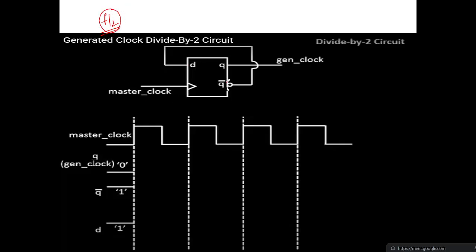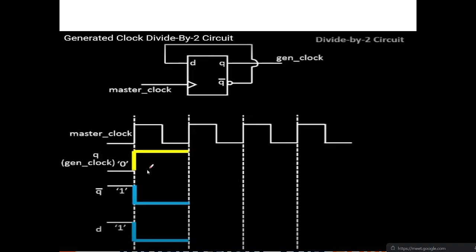You have a D flip flop and Q bar is connected to D, which means it is acting as a frequency divider by 2. How it is operating, we'll see. During the first clock pulse, let us take Q initially as 0, so Q bar becomes 1 and D is 1.